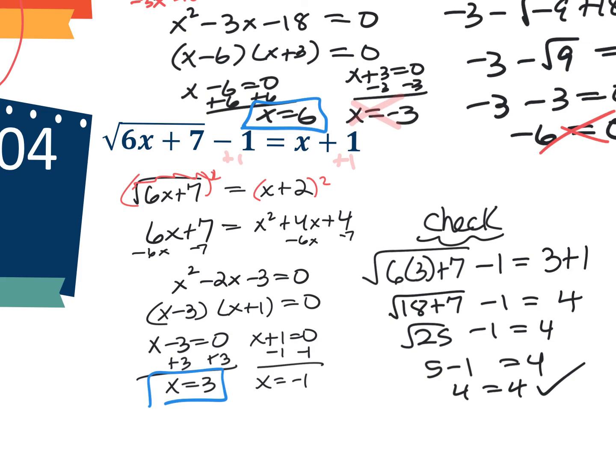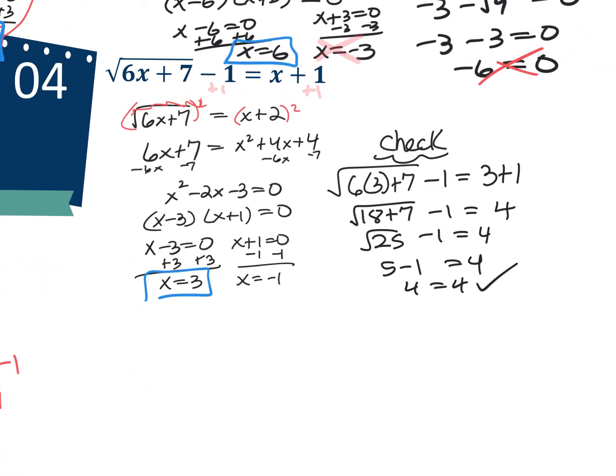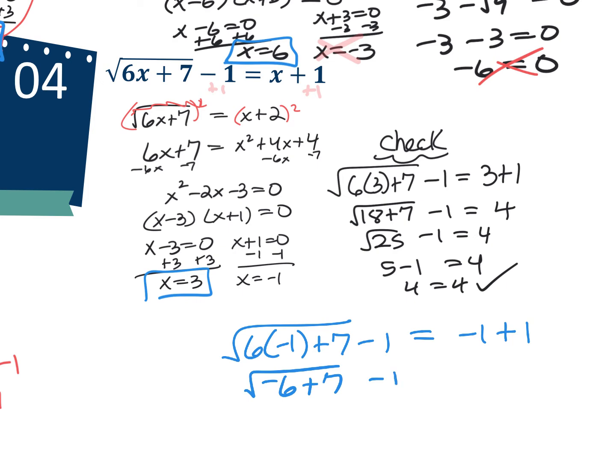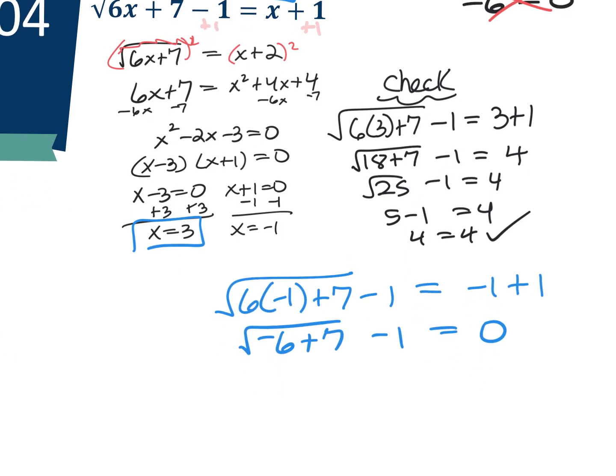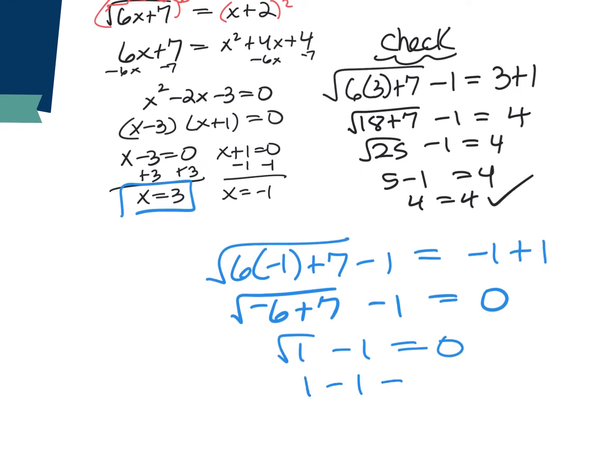Now let's check the -1. 6 times -1 plus 7 minus 1 equals negative 1 plus 1. So negative 6 plus 7, negative 1 plus 1 is 0. Negative 6 plus 7 is 1. The square root of 1 is 1. 1 minus 1 is 0.